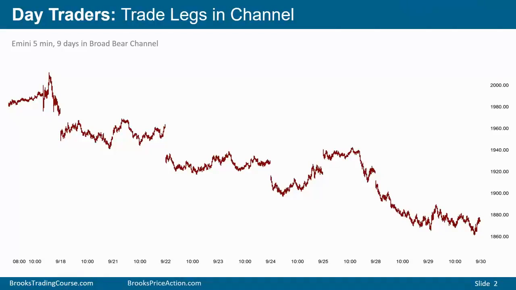This is 9 days in the E-mini, and it's in a broad bear channel. It's in a bear trend. It starts in the upper left, ends in the lower right, and it has pullbacks that are lasting lots of bars and covering a lot of points, and therefore the channel is broad.